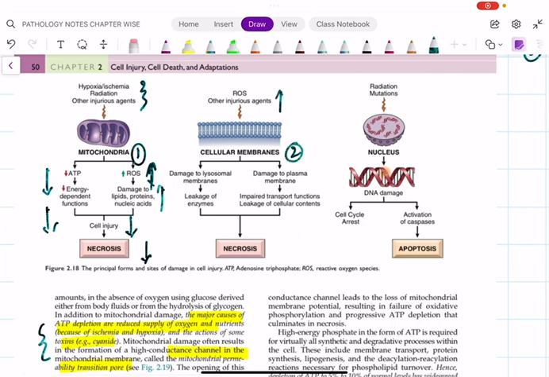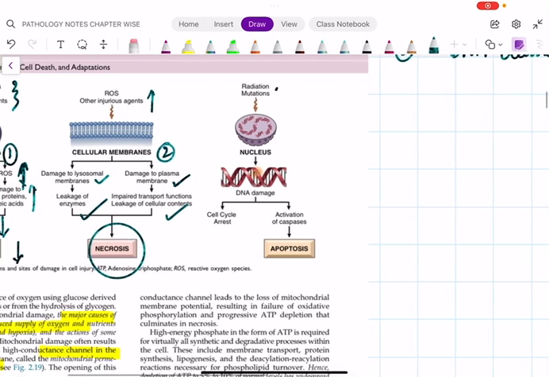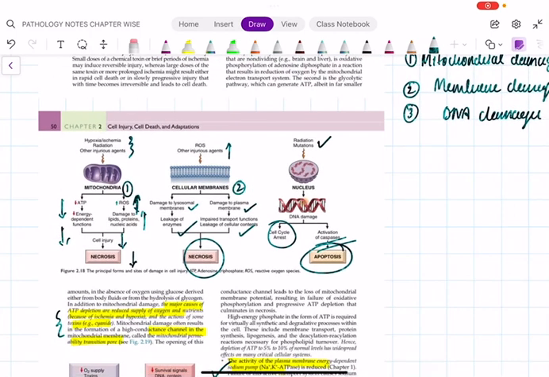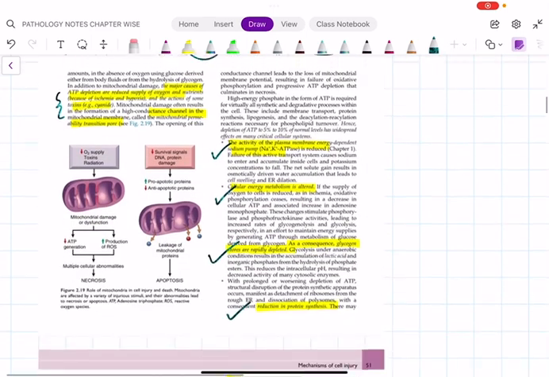Next I am going to explain membrane damage. Damage to the lysosomal membrane causes leakage of enzymes, and damage to the plasma membrane leads to impaired transport function, finally leading to necrosis. DNA damage, like radiation or mutation: the cell cycle will be arrested, caspase will be activated, finally leading to apoptosis. If you draw these 3 pictures, that's more than enough. There is no need to mug up and write all those points.